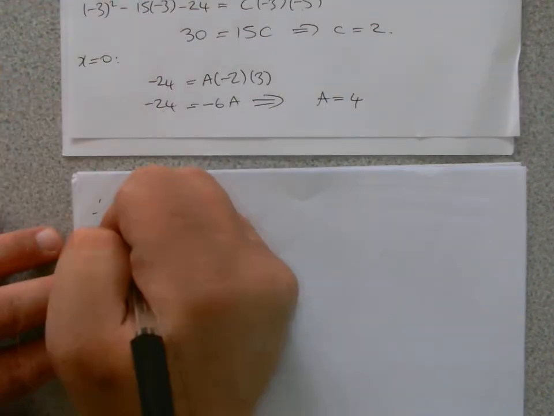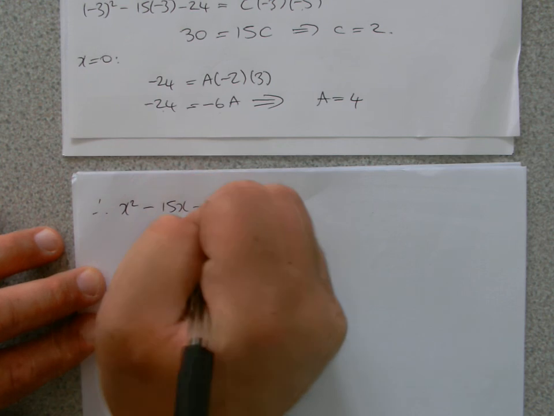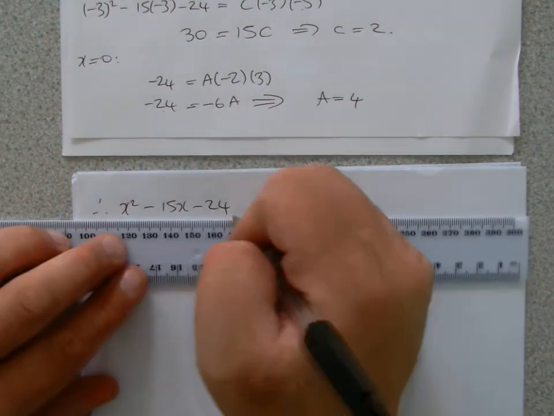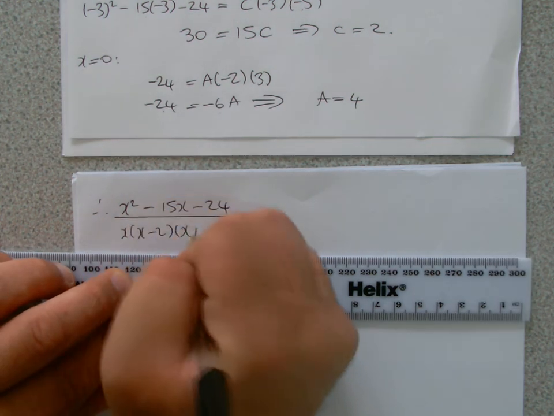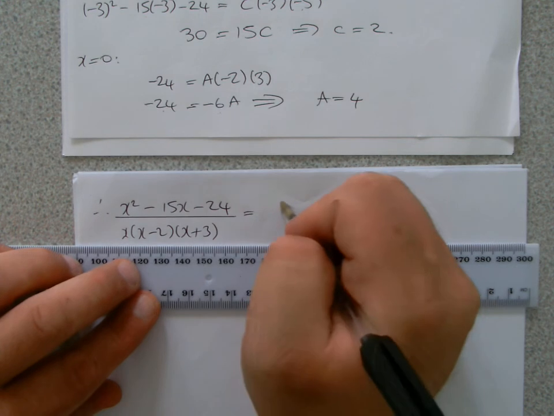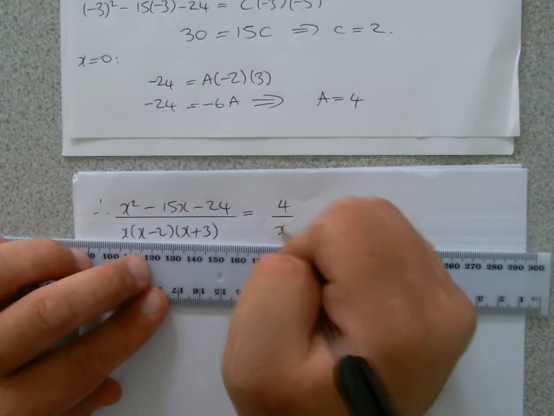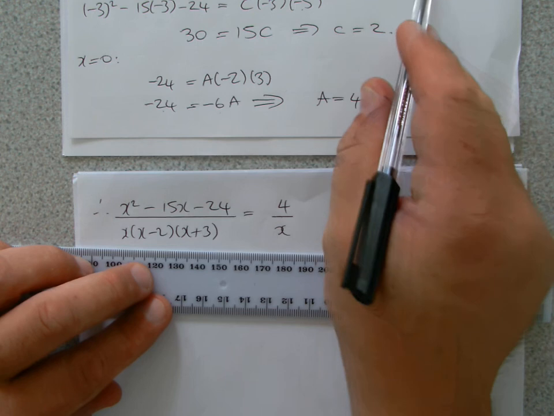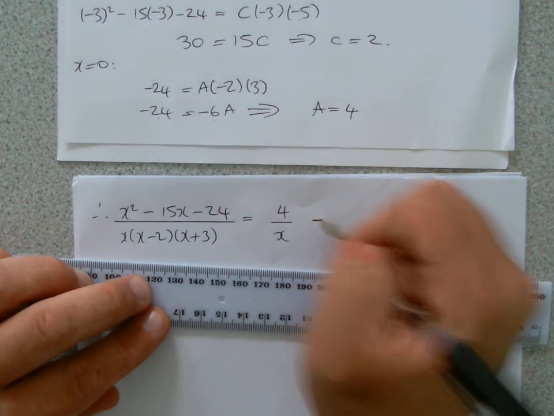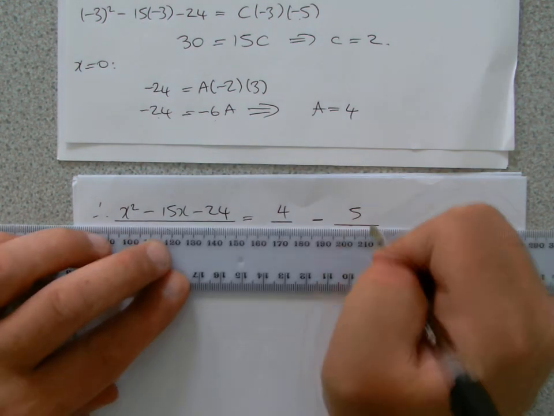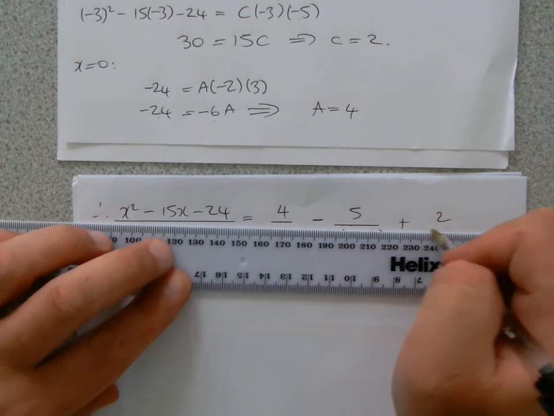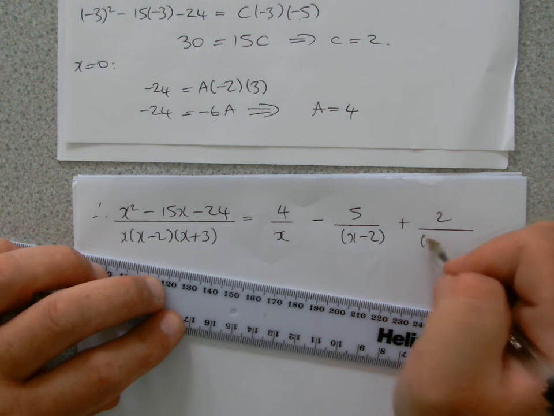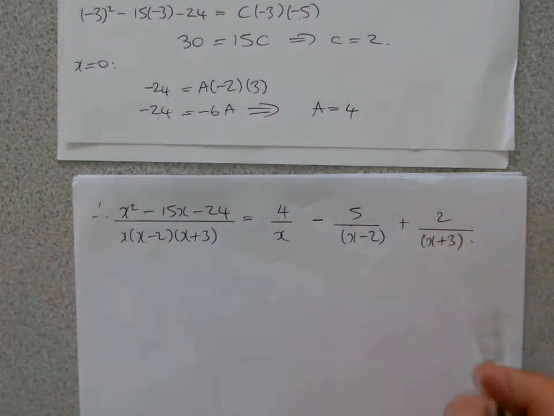So what you do to finish off, you say therefore, x squared minus 15x minus 24 all over x bracket x minus 2, x plus 3 equals, well, a was 4, b was minus 5, I can see up here, so put the minus in front, and c was 2. And there it is in partial fractions.